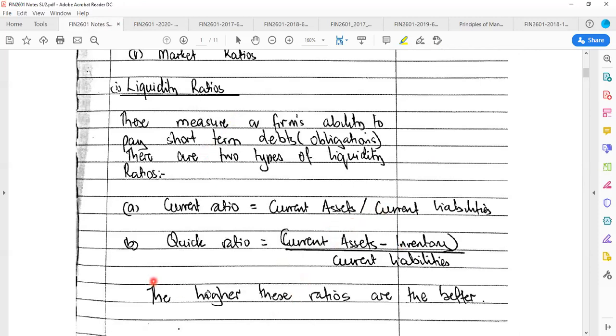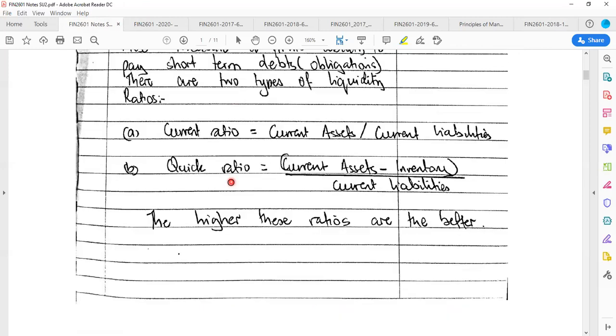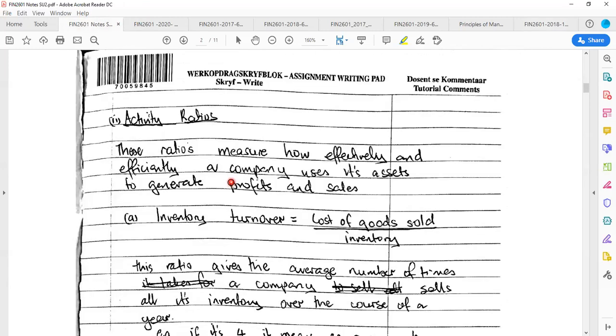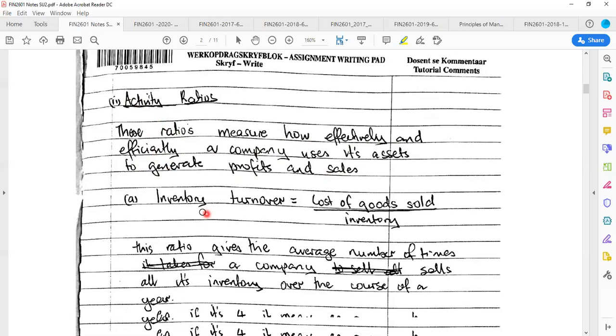So for liquidity ratios, the higher the liquidity ratio is, the better. The higher these ratios are, the better, okay, when it comes to liquidity ratios. And then secondly, we have activity ratios. These ratios measure how effectively and efficiently a company uses its assets to generate profits and sales. So these are known as activity ratios or efficiency ratios.